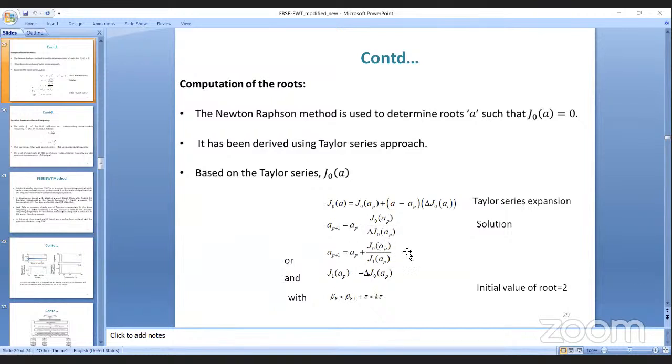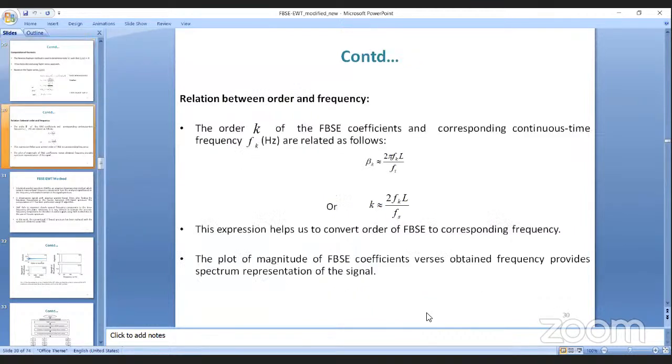And then based on this relation, we have computed all roots of this J0 equals to 0, and the initial root is assumed equal to 2, and the other initial values are chosen based on the relation beta k equals k pi. So the first root is 2, and for the second root we go for 2 pi, and for the third root we go for 3 pi, like that, and finally the actual root has been computed using the Newton-Raphson method.